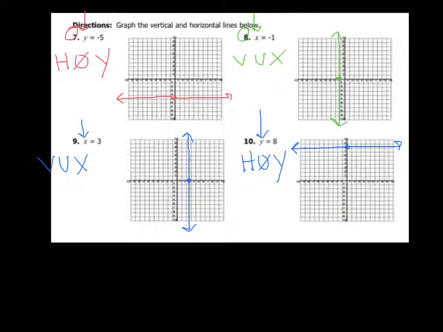For number 10, as soon as I saw y equals 8, I knew it was HOI. Horizontal lines have 0 slope. They are y equals. So I plotted my y equals 8 by going to 8 on the y-axis and putting a point. And then since it's HOI, I know that's a horizontal line through that point.